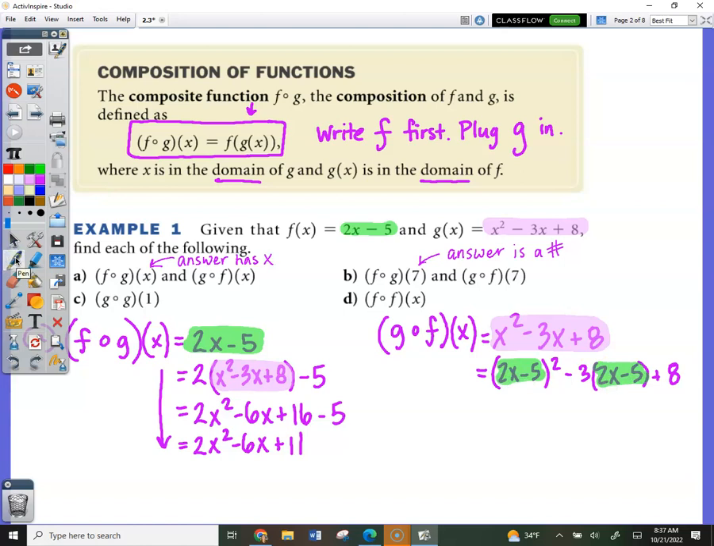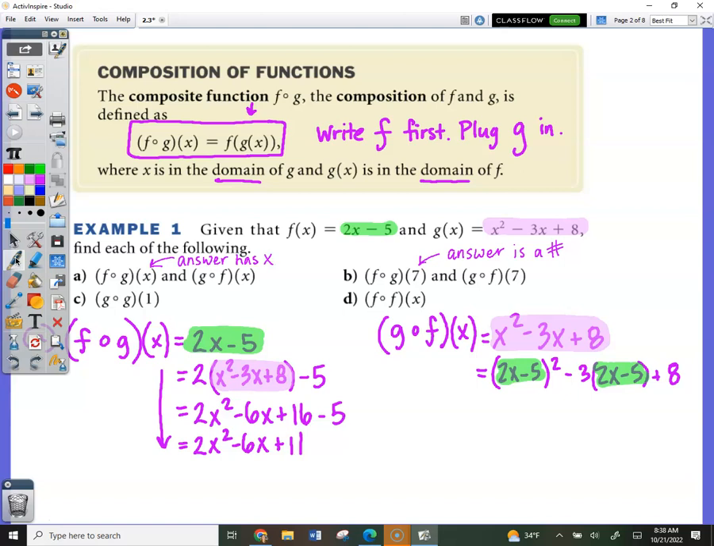And now you have to clean it up. Be careful. 2x minus 5 raised to the second power is not 4x squared plus 25. It is not. That is a binomial. There's a subtraction sign there. That means there's two terms, which means this has to be multiplied out with the first, outer, inner, last rule, okay? So there's actually 3 terms here.